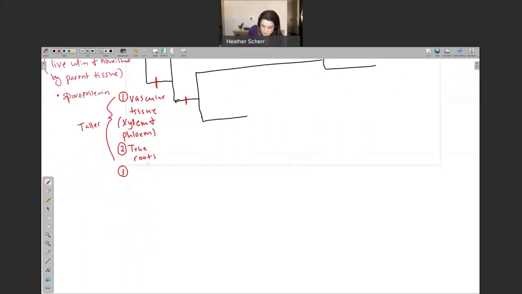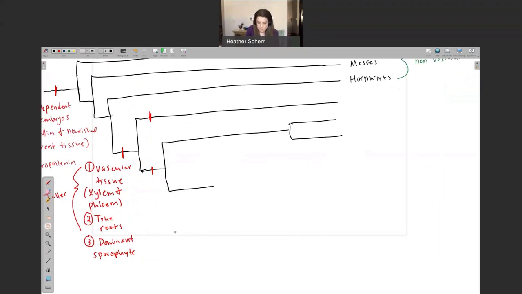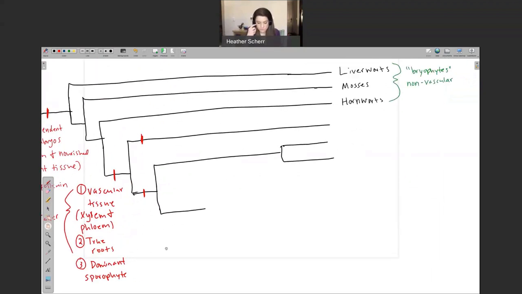They also have a dominant sporophyte stage of life, meaning that the sporophyte is the one that you see. And that's true for all the rest of them. Not that you can't see the other ones, but that's the bigger plant.